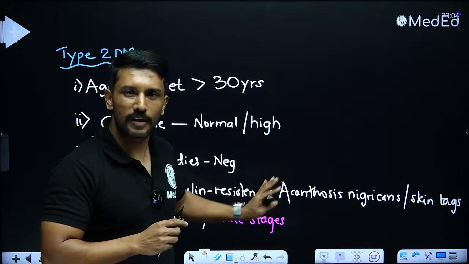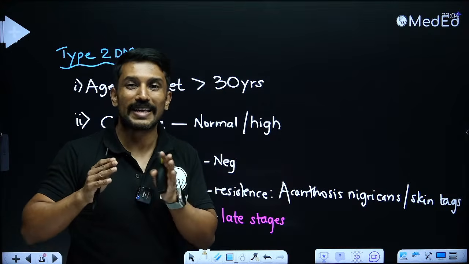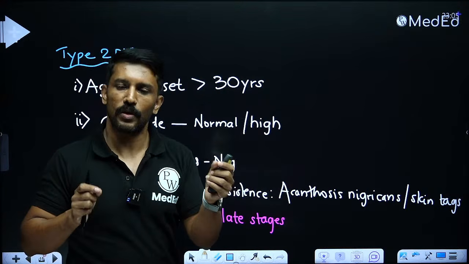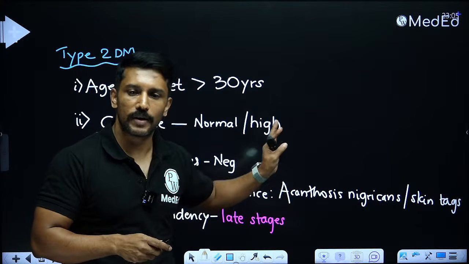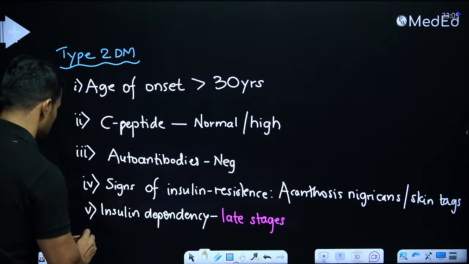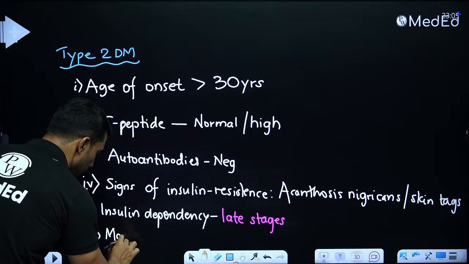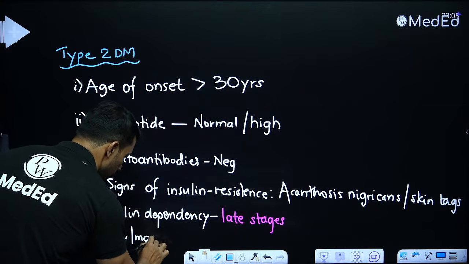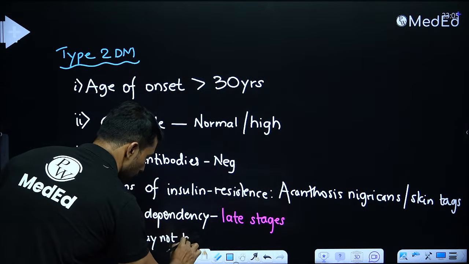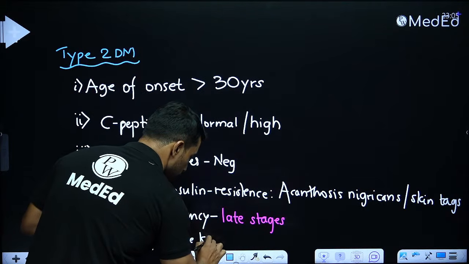Theoretically speaking, here it should not be. But for some unknown reason, Indians are particularly prone to develop ketosis even when having type 2 diabetes mellitus. So point to note, may or may not be ketosis prone.